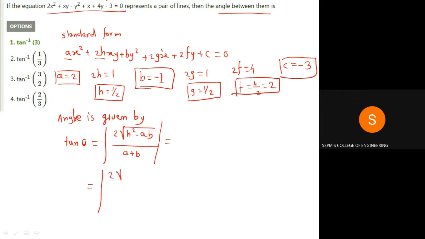So 2 root h square. What is h square? It is half square, so it is 1 by 4. 1 by 4 minus ab. What is ab? A into b. A is 2, b is equal to minus 1. So ab is 2 into minus 1, divided by a plus b. What is a? It is 2 plus b, b is equal to minus 1. So minus 1.